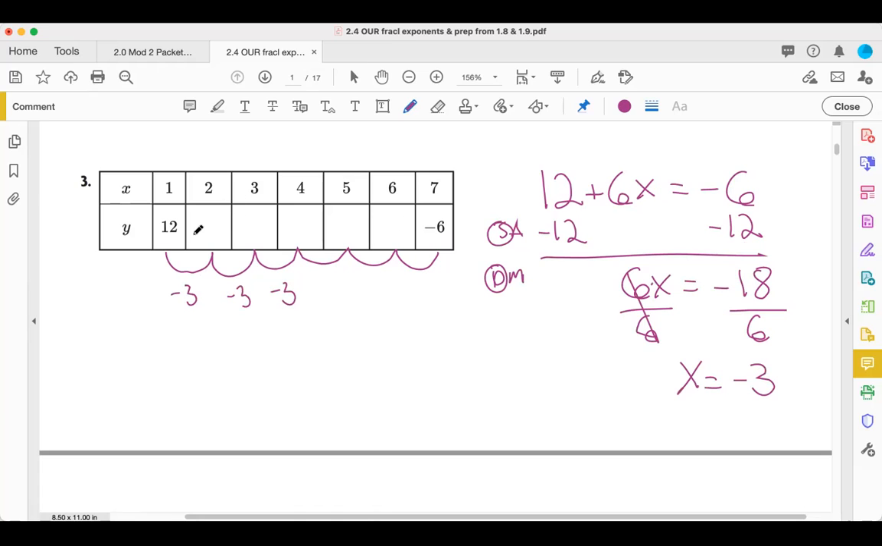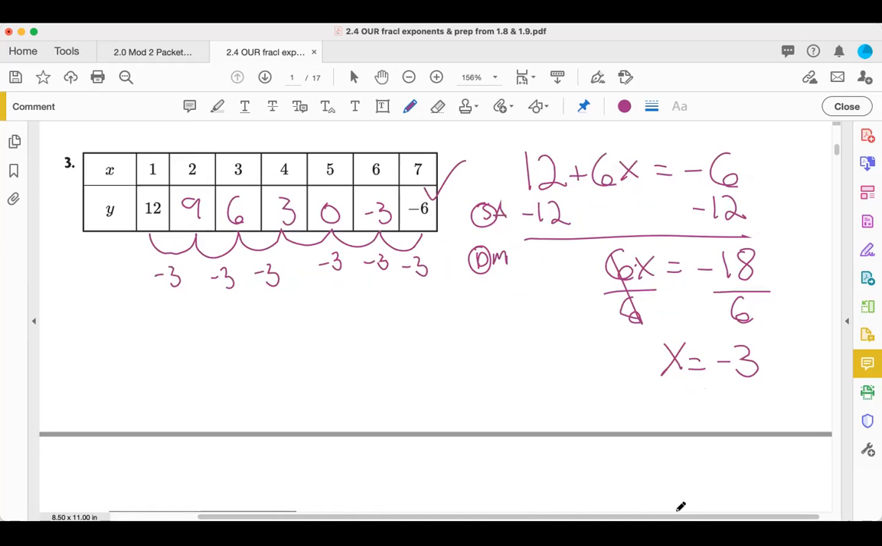Let's try it. 12 minus 3 is 9. 9 minus 3 is 6. 6 minus 3 is 3. 3 minus 3 is 0. 0 minus 3 is -3. -3 minus 3 is -6. Lo and behold, everything checks out. Arithmetic's pretty simple. We'll see that it does heat up shortly, though.